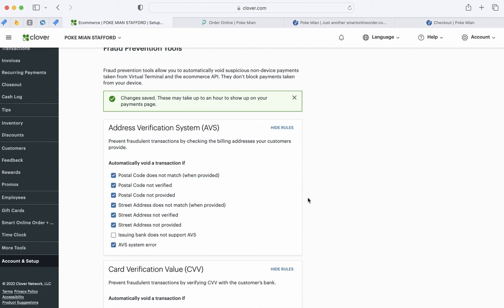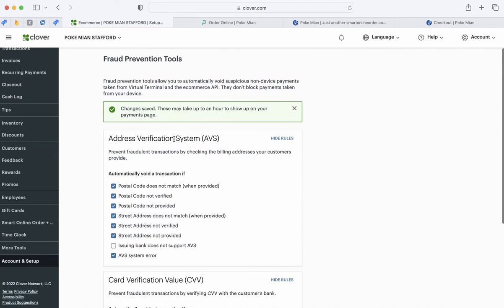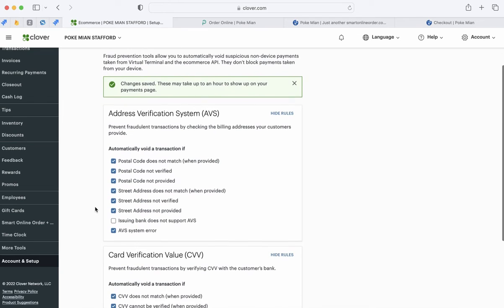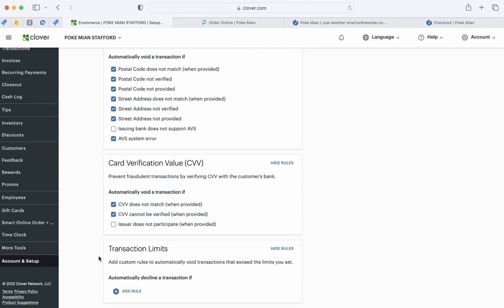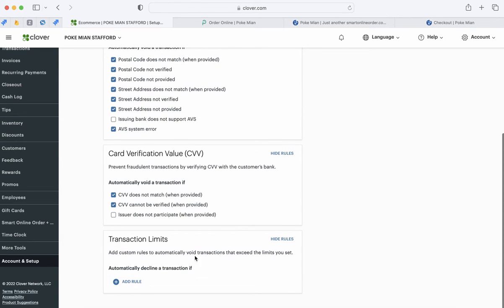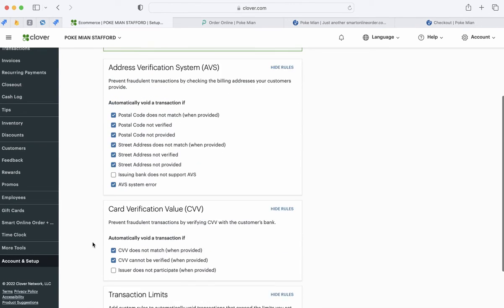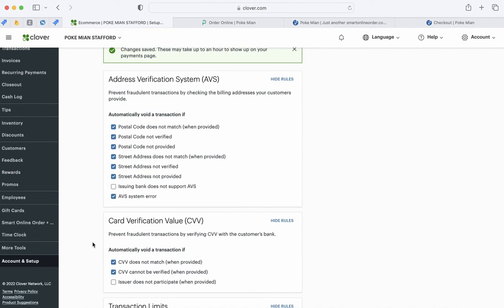Okay, so anyhow, take into account these fraud prevention tools, and remember, if you're watching this video in 2023 or a later time and you see a bunch more options here, that's because Clover always updates their backend with new features and new options. My last video did not have most of these features. Now it has more because Clover is trying to give the merchants more tools to help prevent these things from happening, okay?